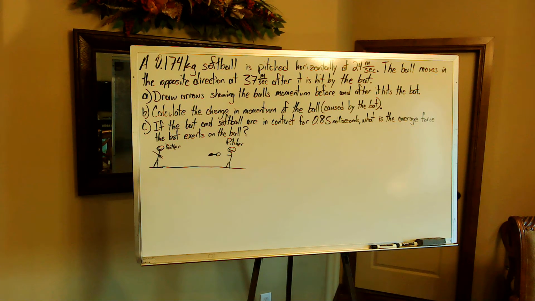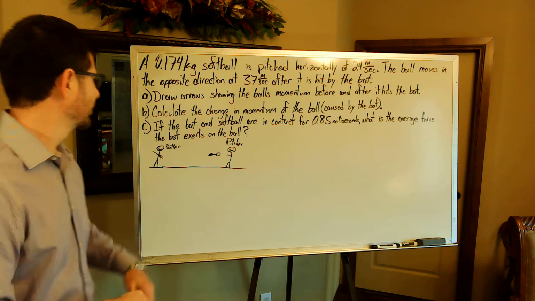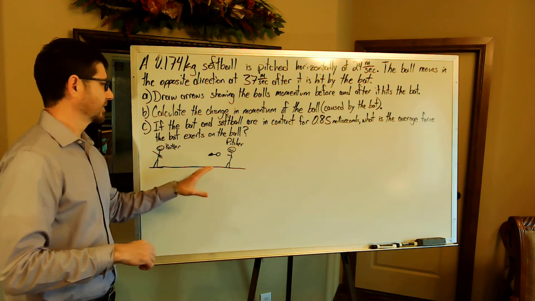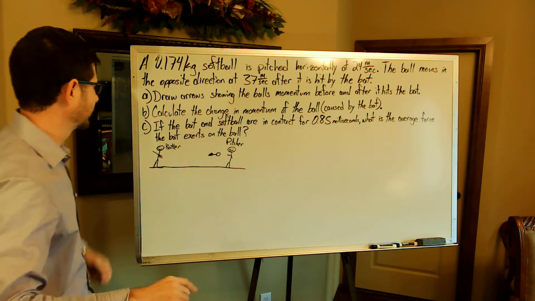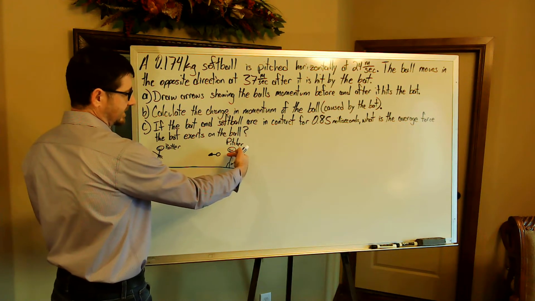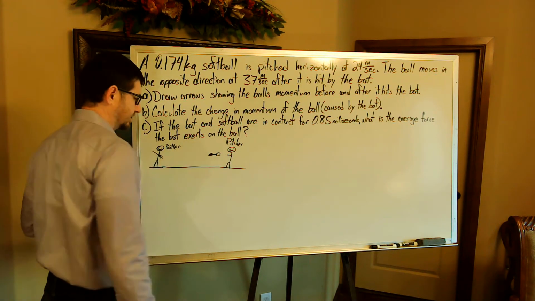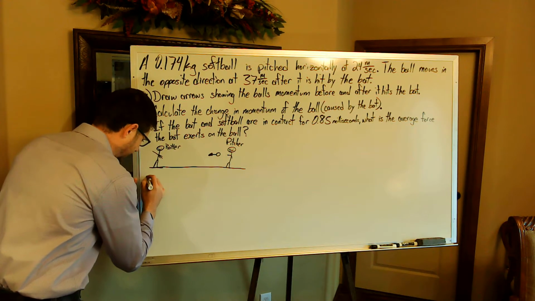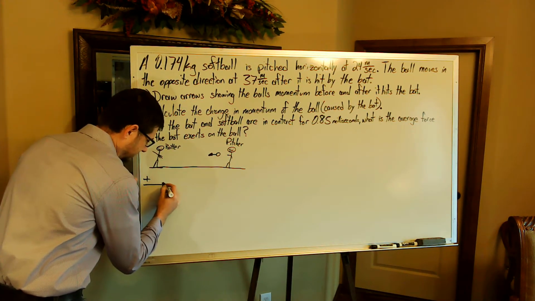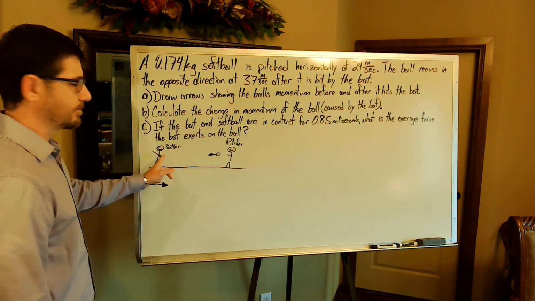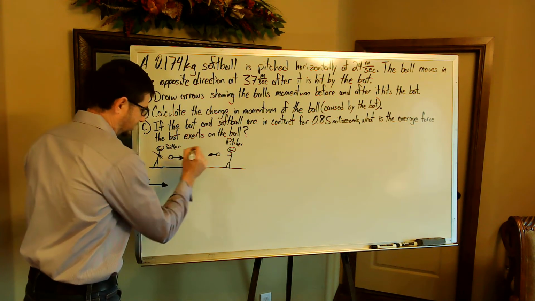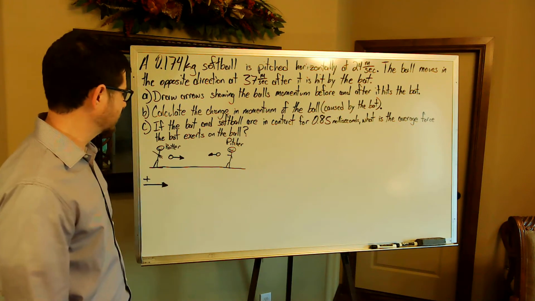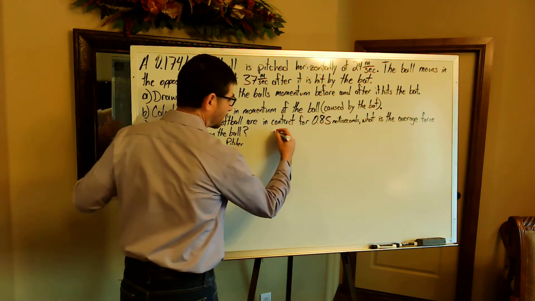On part A, it says draw arrows showing the ball's momentum before and after it hits the bat. I've already drawn a picture of the initial situation. We have a pitcher throwing the ball to the batter, so initially the softball is headed in this direction, and if I set up a coordinate system here, I can say positive x direction is this way. After the batter hits the softball, it's going to move this direction, which is the positive x direction.